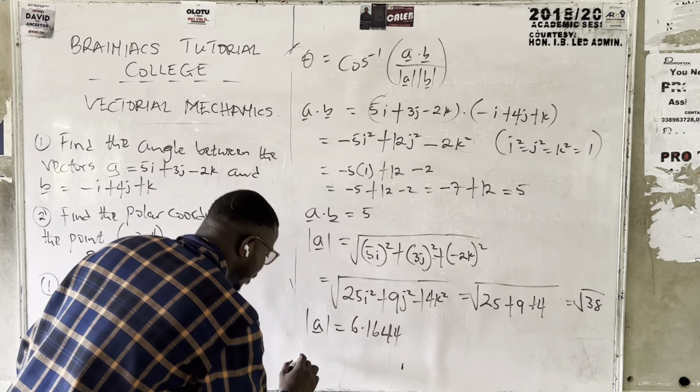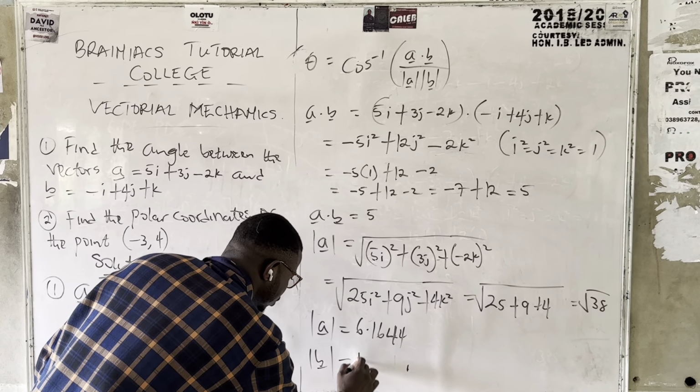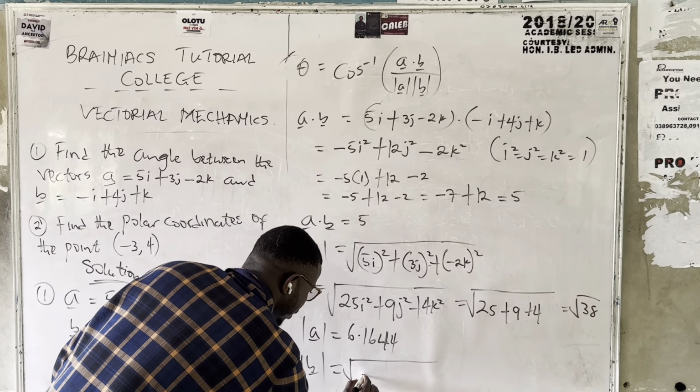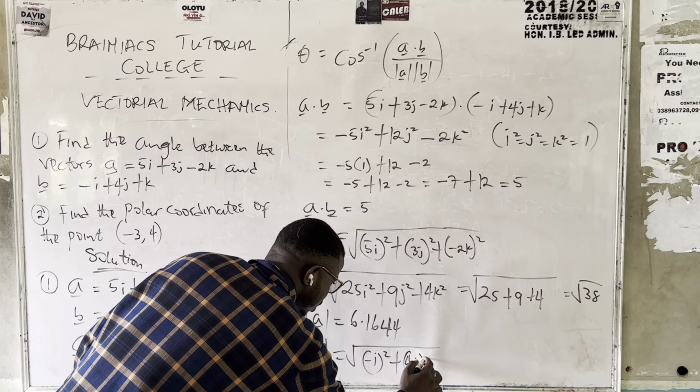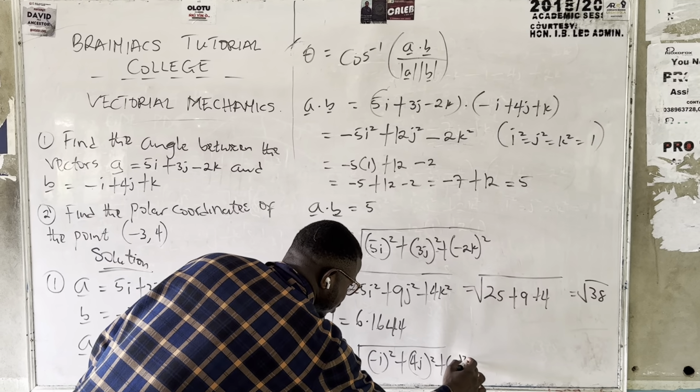Now the next one is to find the magnitude of vector B, which is equal to the square root of, here we have negative i, you square it, plus 4j, you square it, plus k in bracket, you square it.